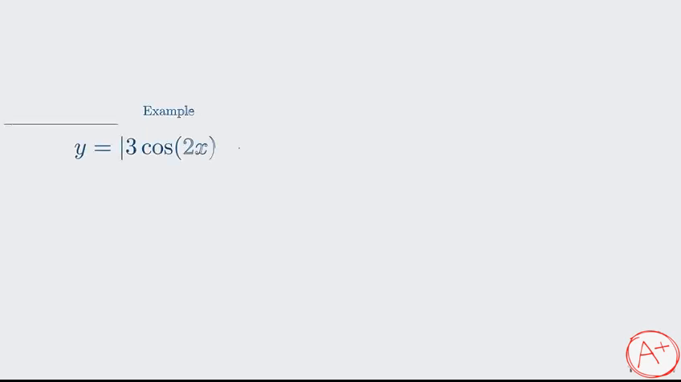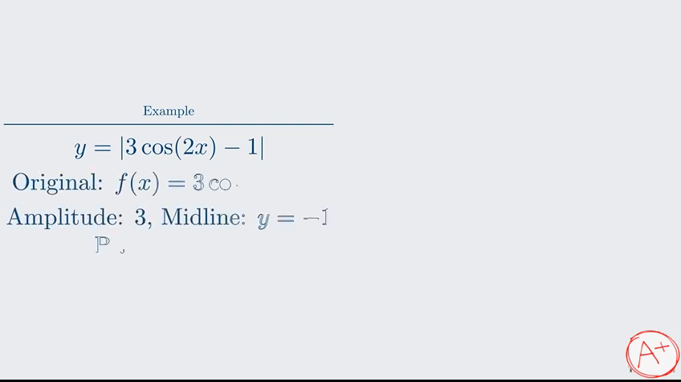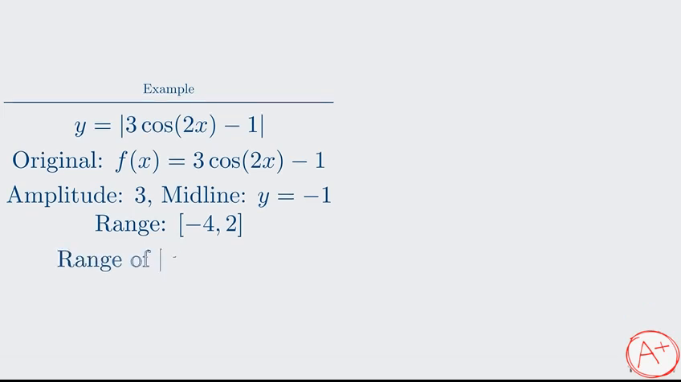Let's examine the function y equals the modulus of 3 cos 2x minus 1. The original function has an amplitude of 3 and a midline at -1. This means it oscillates between -4 and +2. When we apply the modulus, the section from -4 to 0 is reflected to +4 to 0. The maximum value of our new graph is now 4, and the minimum is 0.